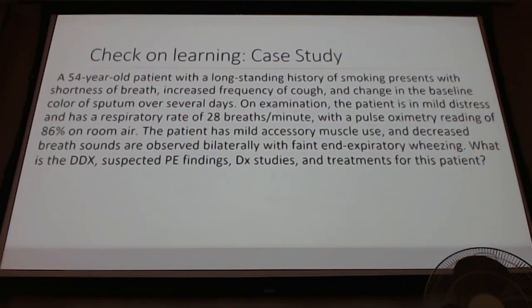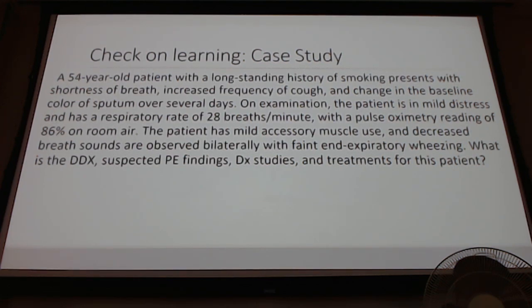All right, check on learning. A 54-year-old with a long-time history of smoking presents with shortness of breath, increased frequency of cough, and a change in the baseline color of sputum over several days. On exam, the patient is in mild distress, respiratory rate 28, SpO2 86. The patient has mild accessory muscle use, decreased breath sounds bilaterally with faint expiratory wheezing. What is the differential? CAP, bacterial infection.